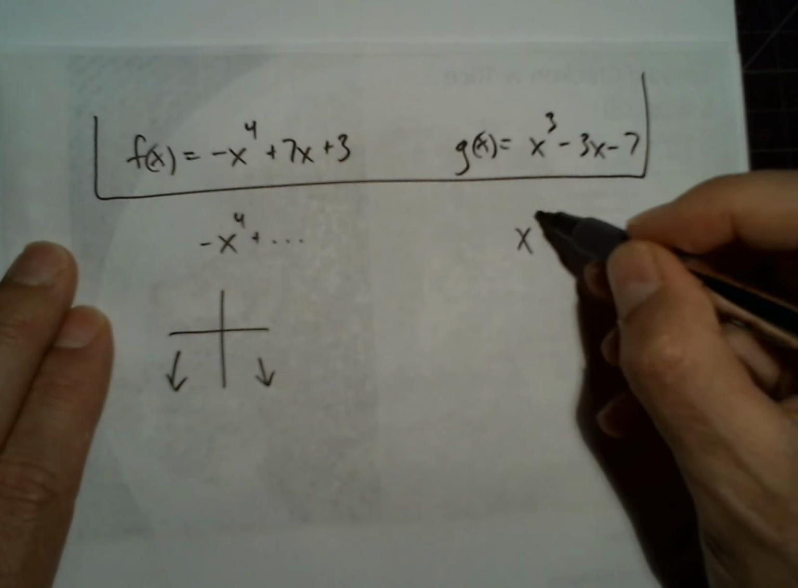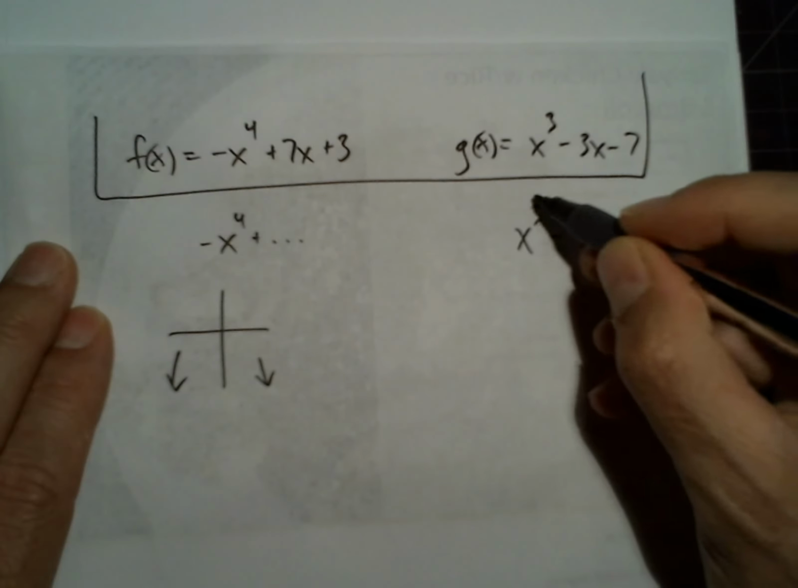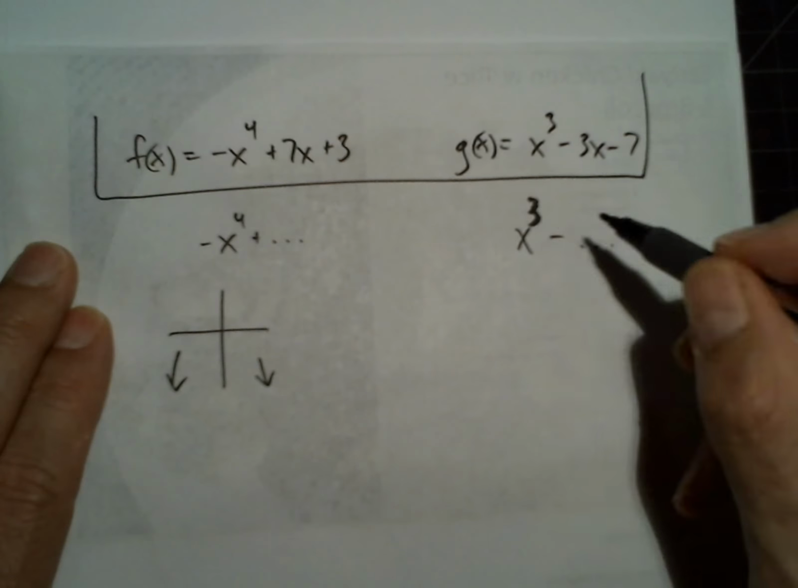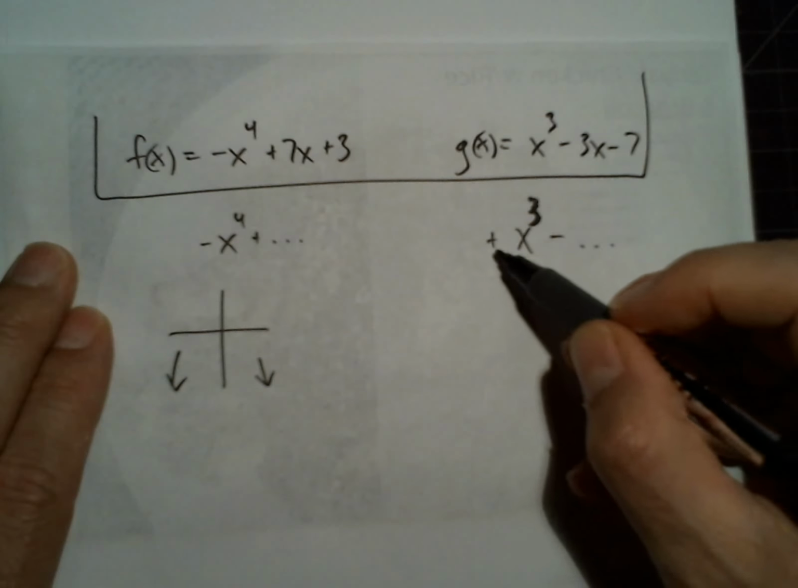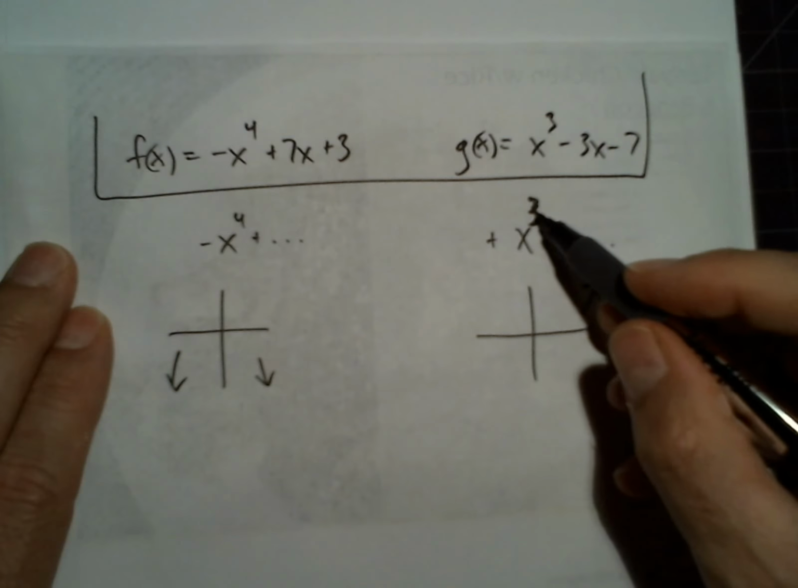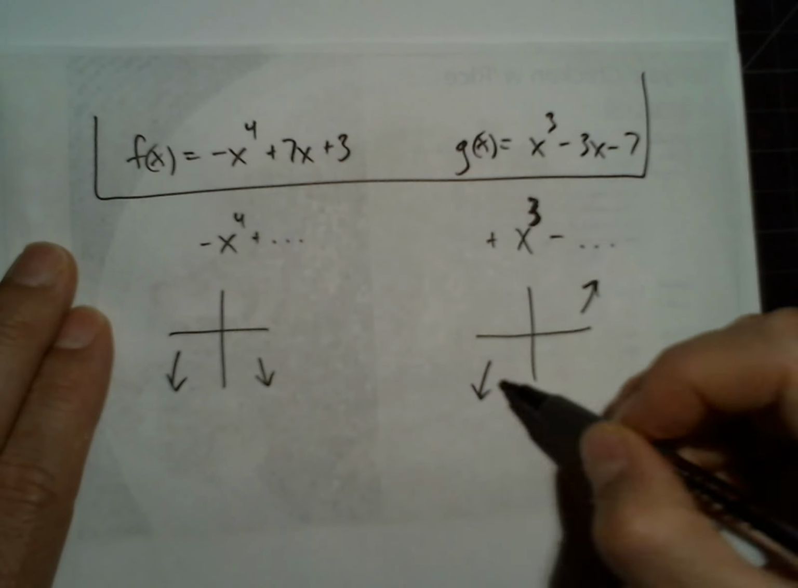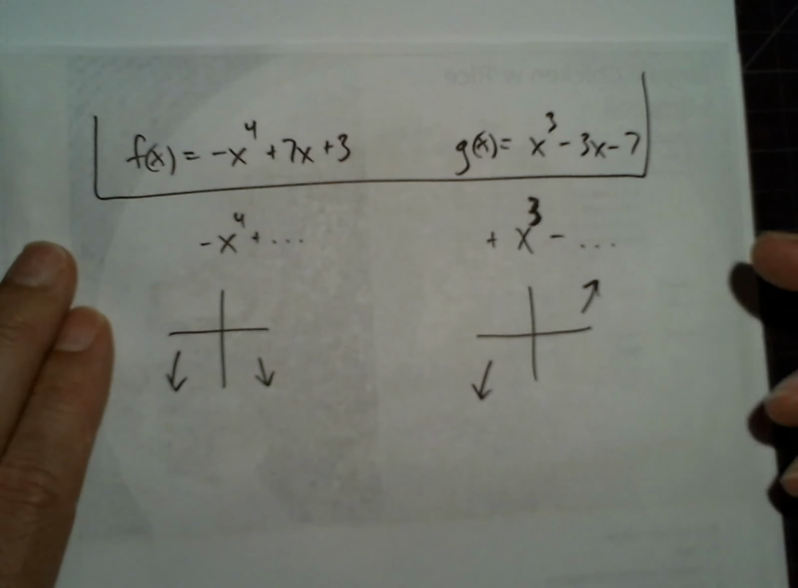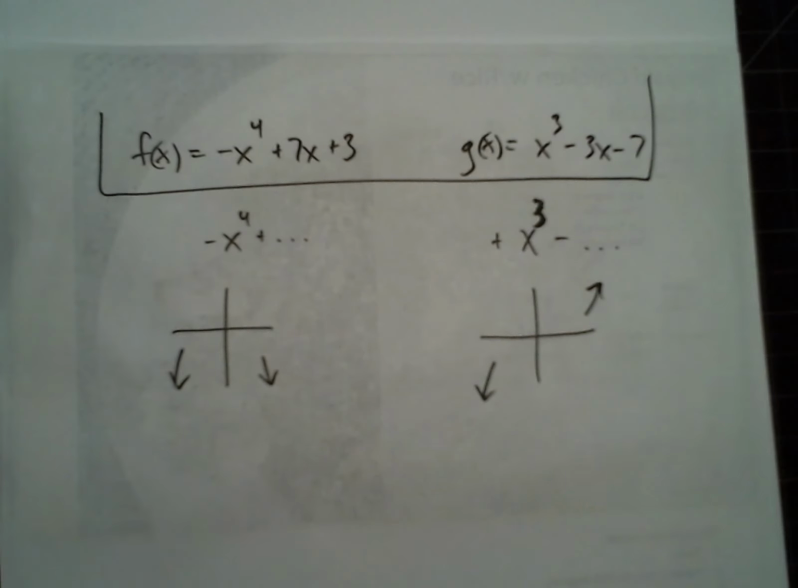Up here we have x cubed minus some other things. They don't matter. And we look at the front. Positive says go up to the right. Odd means go opposite direction. So we get a shape like that. And we can write this end behavior as limits.